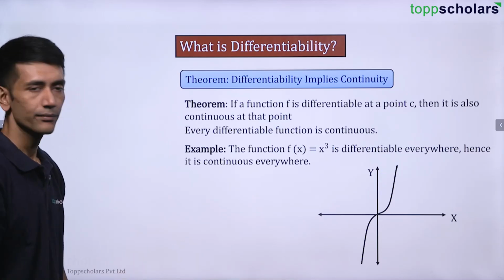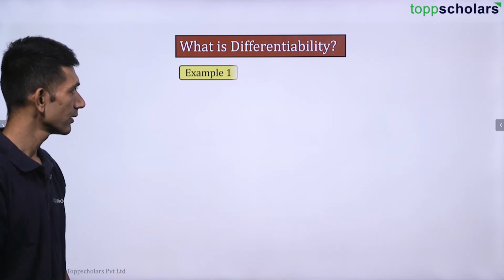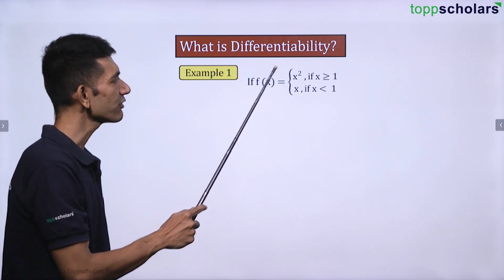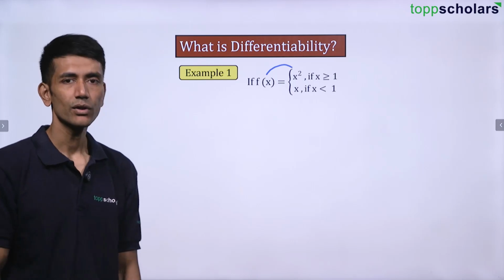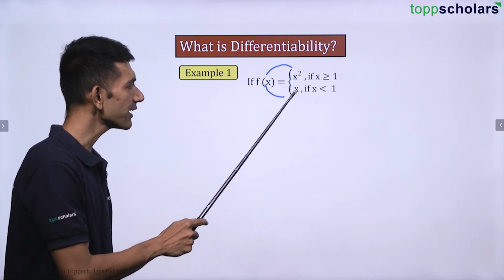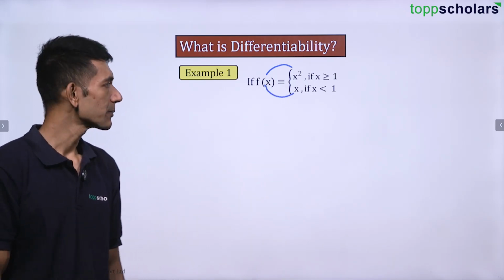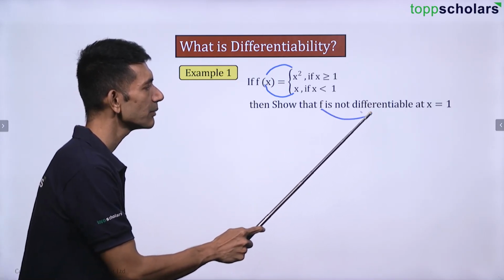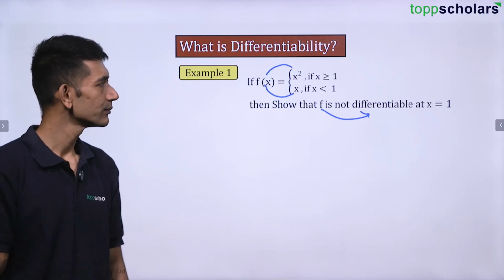Here it is, correct? Now let us see an example. So f(x) is equal to x square when x is greater than or equal to 1, and f(x) is x when x is less than 1. Here we are supposed to show that f is not differentiable at x equal to 1, correct?